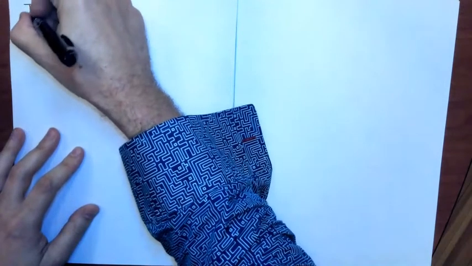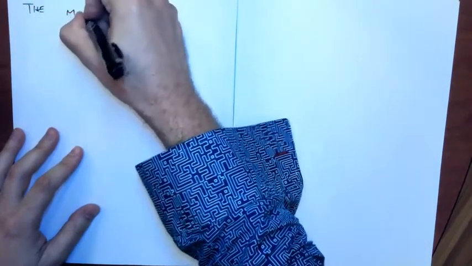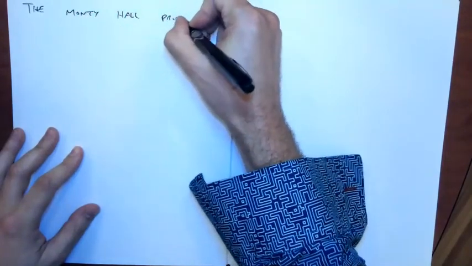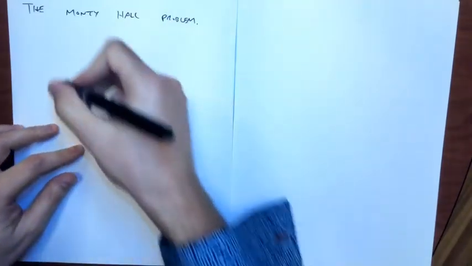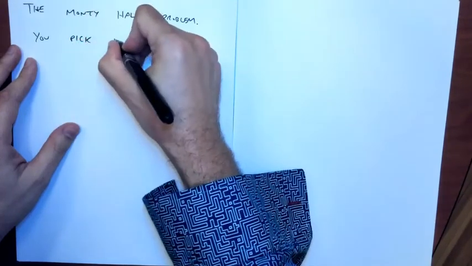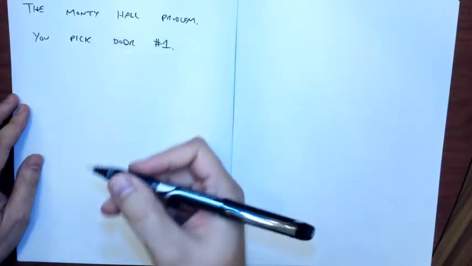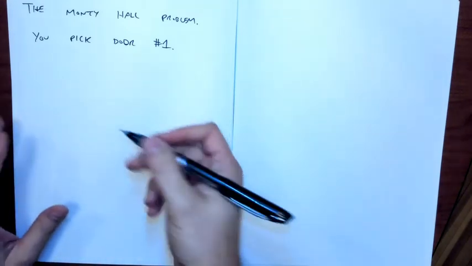So the Monty Hall problem. I'm going to explain it in the simplest way I know how, even though it is very counterintuitive. So let's say that you pick door number 1, okay? And now let's make a list of what the possibilities are here, okay?